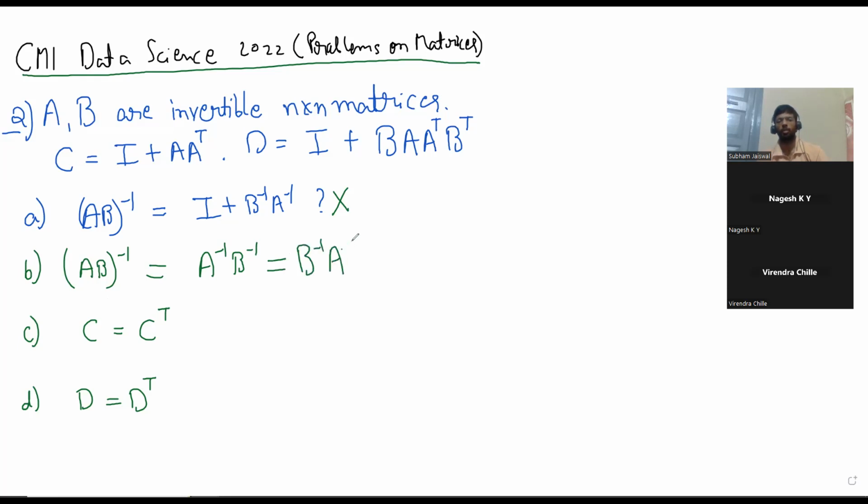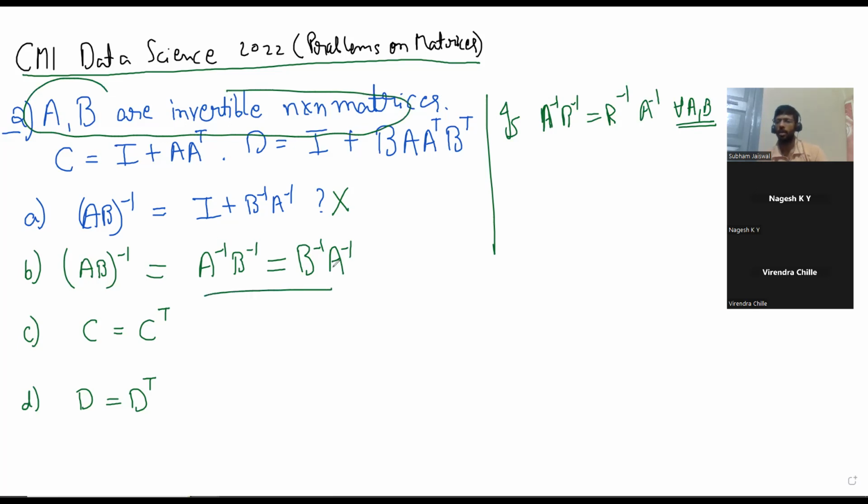Okay, I know a lot of things are going on in your head, but the question is very simple here. You need to answer the question. The question is: A inverse B inverse equal to B inverse A inverse for all A and B, for all invertible matrices? Because that is what being true means. A and B are given in general, and nothing is said about A and B. Is it true for all A and B? No, it is not true. Answer is no.